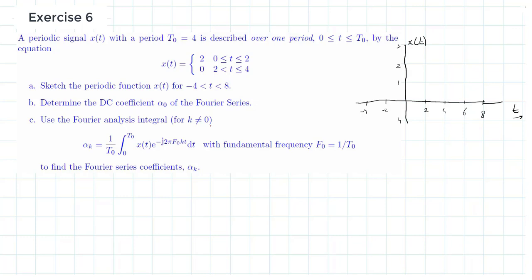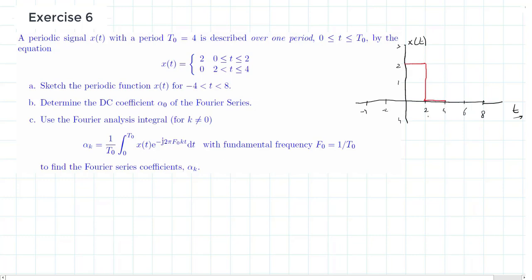For exercise A, sketch periodic function x of t for t on the domain from -4 to 8. So we are given already the function x of t on the domain from 0 to 4. So let's just simply draw that. So it is 2 from 0 to 2, and it is 0 from 2 to 4.